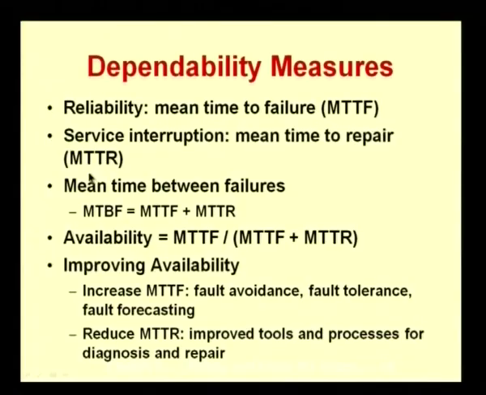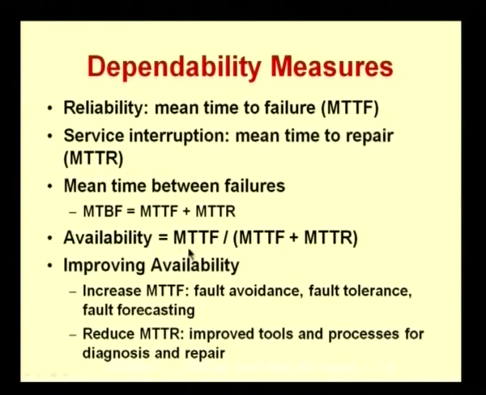Another term that we talk about is mean time to repair, MTTR, which is the time it takes for the repair to be done. So mean time between failures will be the sum of mean time to failure plus mean time to repair. That is how long it takes before a failure occurs, and then when a failure occurs, how long it takes for that repair to be done. So MTTF plus MTTR will give you the mean time between failures. Availability we can say is MTTF divided by MTTF plus MTTR. So this is what availability is.